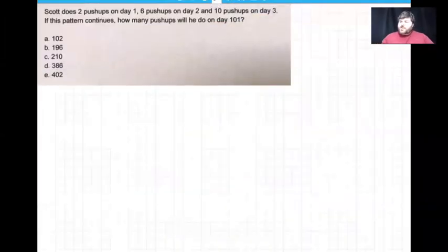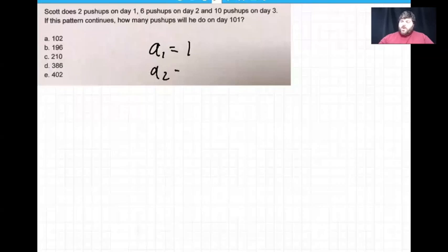All right, Scott does 2 push-ups on day 1, 6 push-ups on day 2, and 10 push-ups on day 3. If this pattern continues, how many push-ups will he do on day 101? All right, this is definitely a sequence problem. He does 2 push-ups on day 1, 6 on day 2, and on day 3, he does 10. The question is, what happens on day 101?